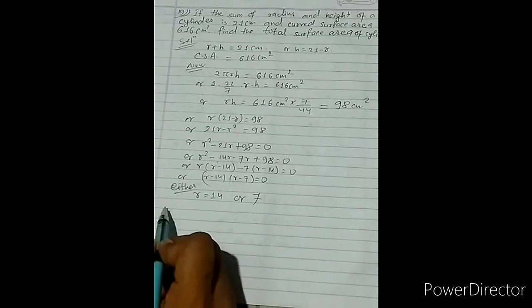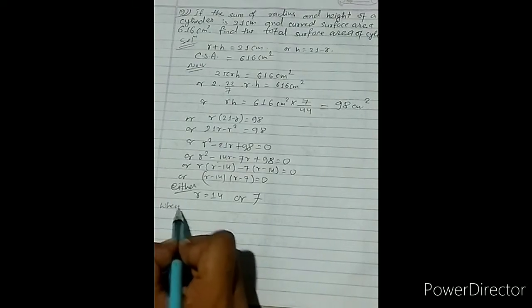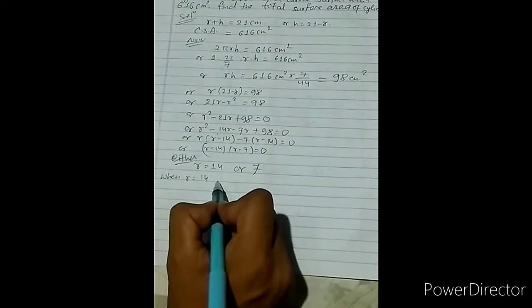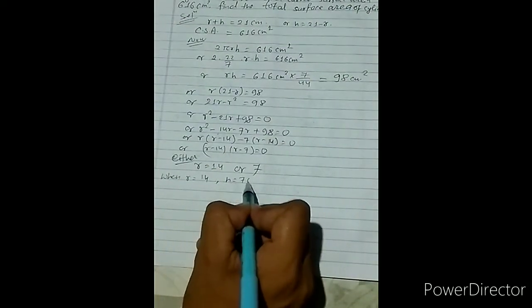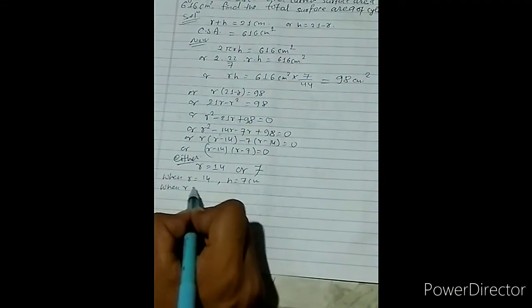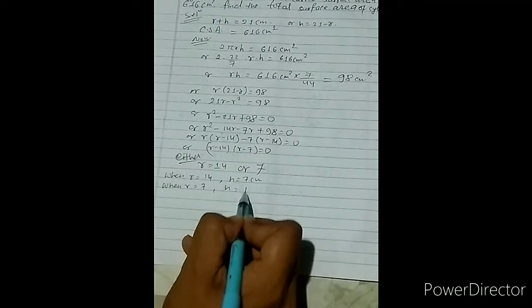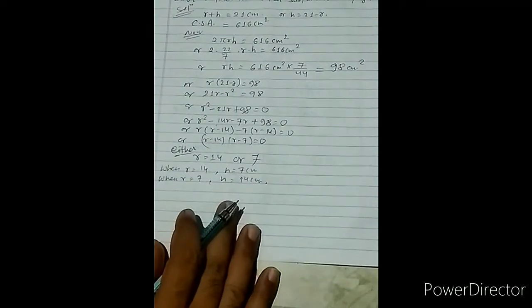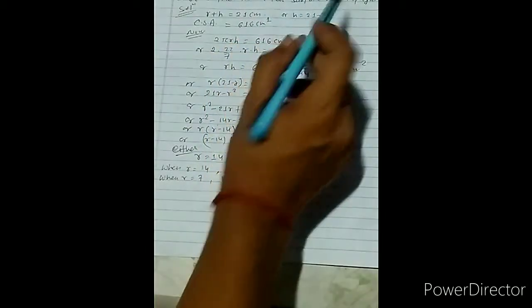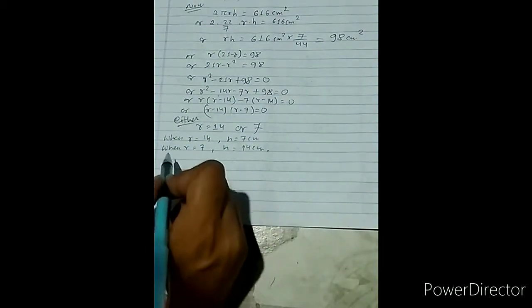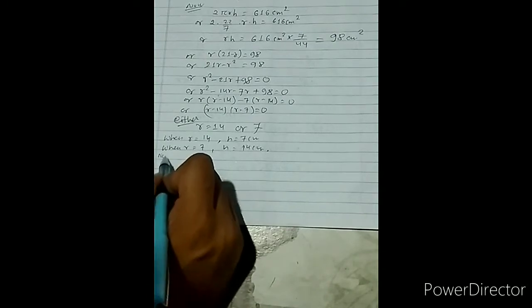Now if r is 14, when r is 14, h is equals to 7 because 21 minus 14. When r is 7, h will be 14 centimeter. Now let's find the TSA because you have to find total surface area of cylinder.